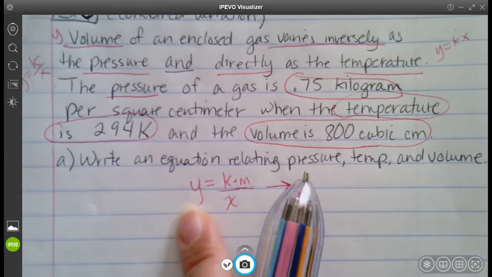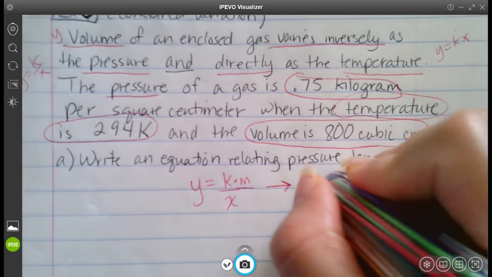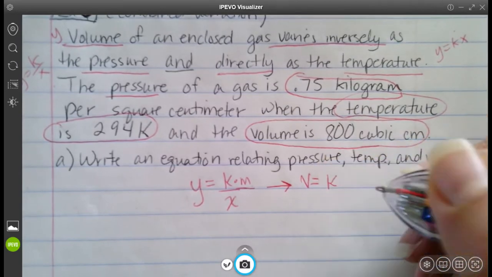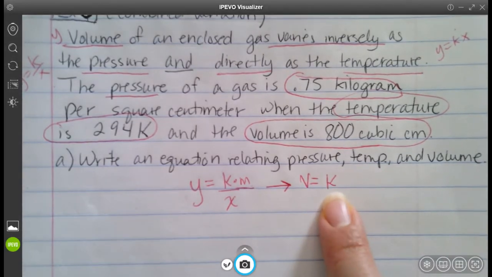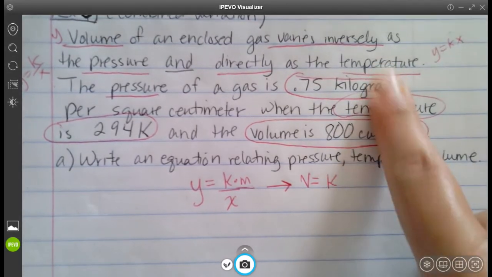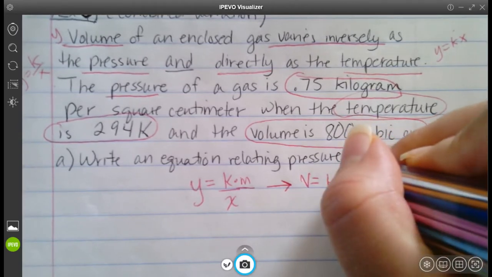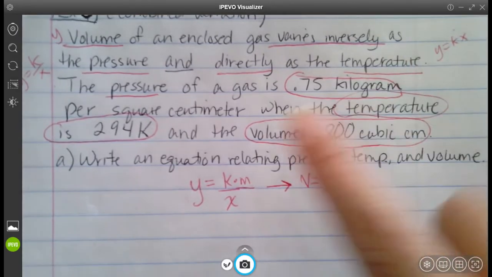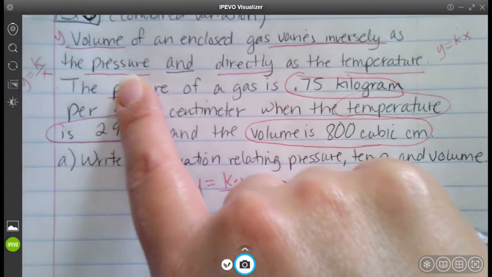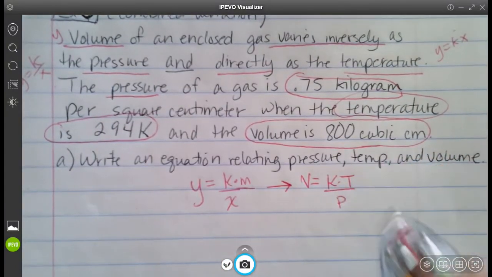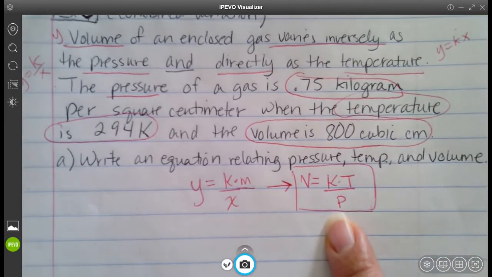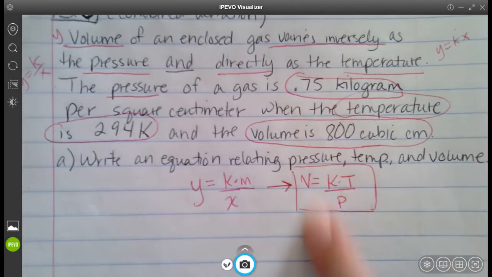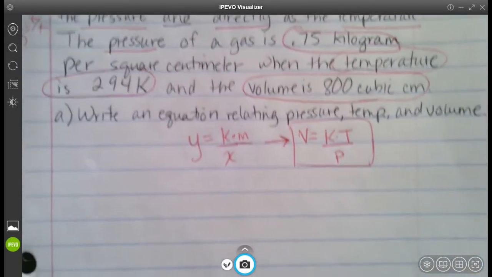So we're going to plug stuff in. Our Y would be our volume. We don't know what K is, but we do know that the top part is directly with our temperature. So temperature is going to be right next to it, and it varies inversely with the pressure. So let's put P on the bottom. So this is the formula that we're going to use. So I'm just going to plug all these numbers into here and figure out what K is.